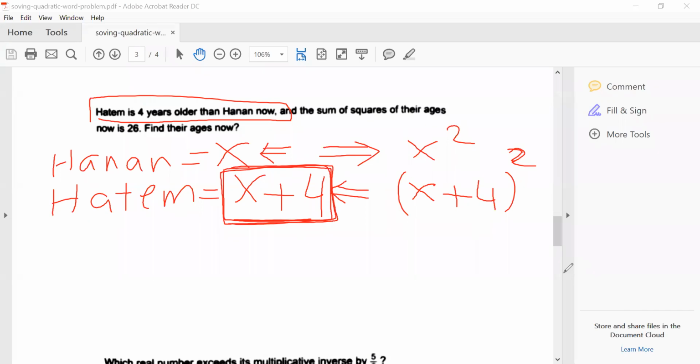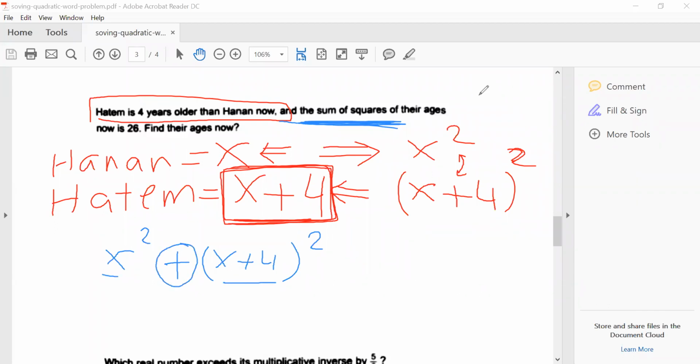So he told me the sum means plus of their squares. So I have to add the square of their ages. So X square plus X plus 4 whole square. I translated this as the sum of their squares, adding the square of their ages. Sum means a plus. Equal what? 26.